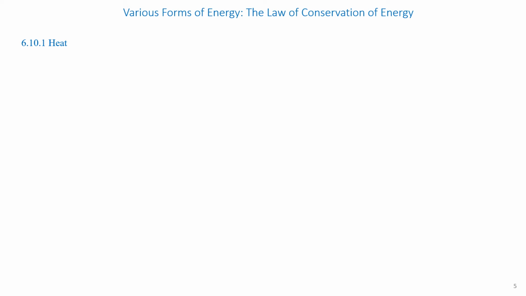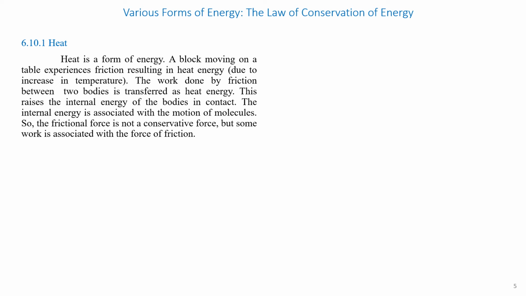Heat energy. Heat is a form of energy. A block moving on a table experiences friction, which results in heat energy. Due to friction, the temperature between the two bodies increases. The work done by friction between two bodies is transferred as heat energy. This raises the internal energy of the bodies in contact. The internal energy is associated with the motion of molecules. So the frictional force is not a conservative force, but some work is associated with the force of friction.